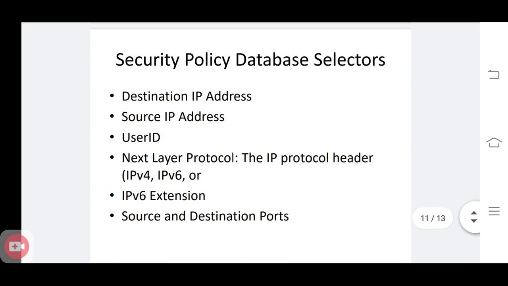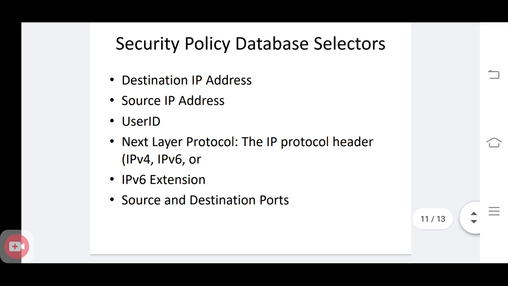This security policy database has selectors with different parameters like destination IP address, source IP address, user ID, next layer protocol, IPv6 extension, and source and destination ports. So these are all the parameters associated with the selectors present in the security policy database.